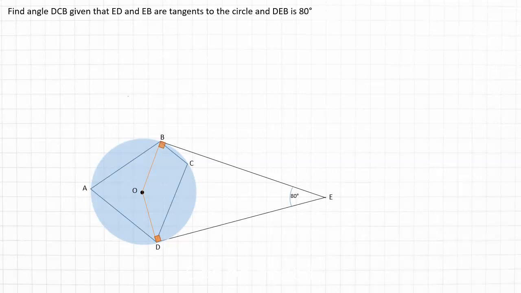If we put in a line, then we can see that two triangles are formed which are congruent. That means same size, same angles. This is the other theorem to do with tangents. They form a pair of congruent triangles.